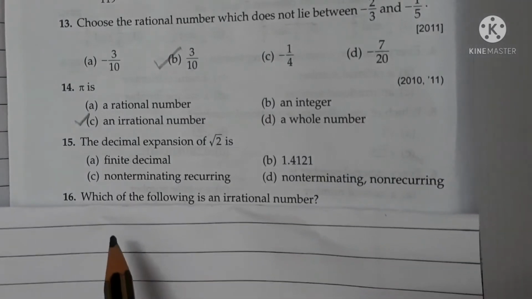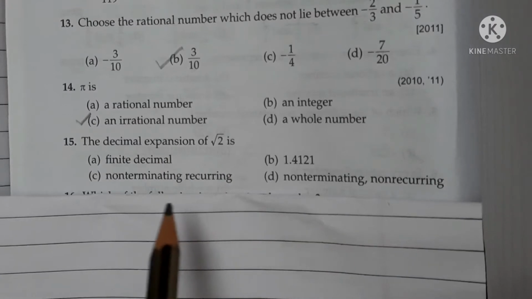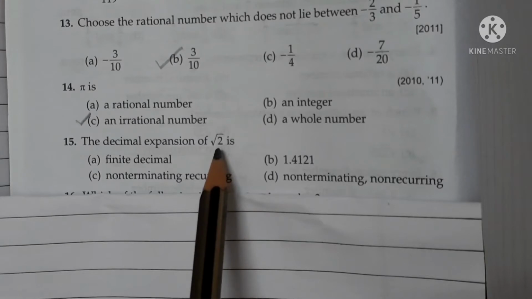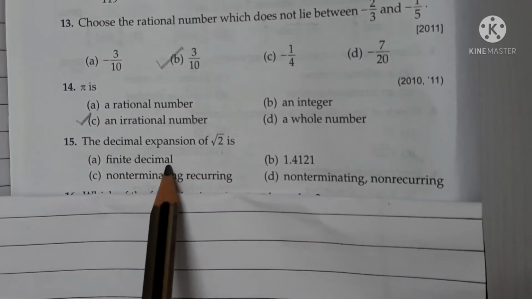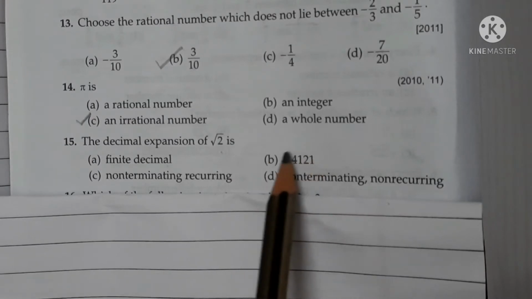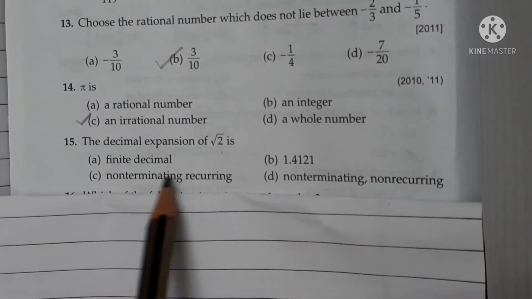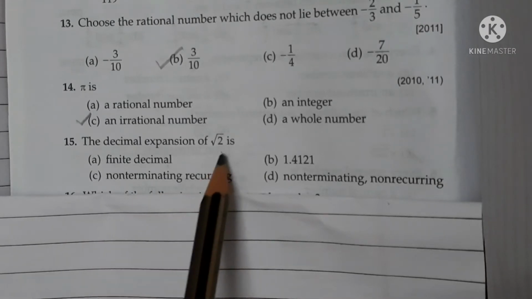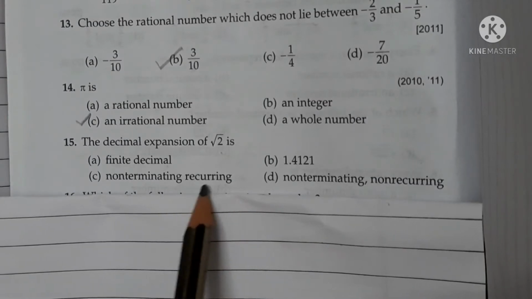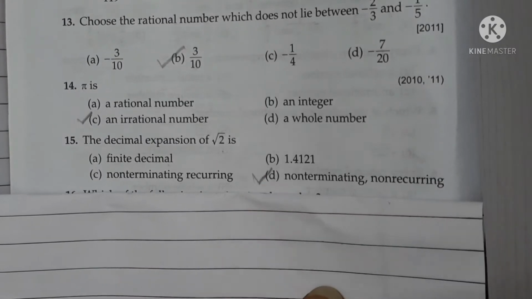Next, question number 15. The decimal expansion of under root 2 is, because under root 2 is an irrational number. So finite decimal is wrong. 1.4121 is wrong because this is terminating. Non-terminating recurring is wrong because it is irrational, and for an irrational number recurring is not right. Non-terminating, non-recurring: option D is correct.